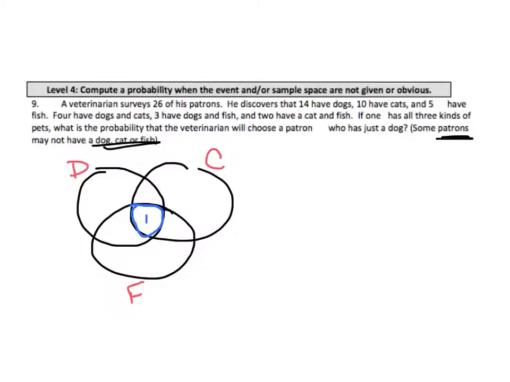So in the middle, I have 1. 1 has all 3 kinds of pets, so I did that part. Now I have 2 that have a cat and a fish. Now again, it doesn't say only a cat and a fish. So cat and a fish have 2 right here. But be careful, then that says I have 3 cats and fish. I only have 2 people that have a cat and a fish.